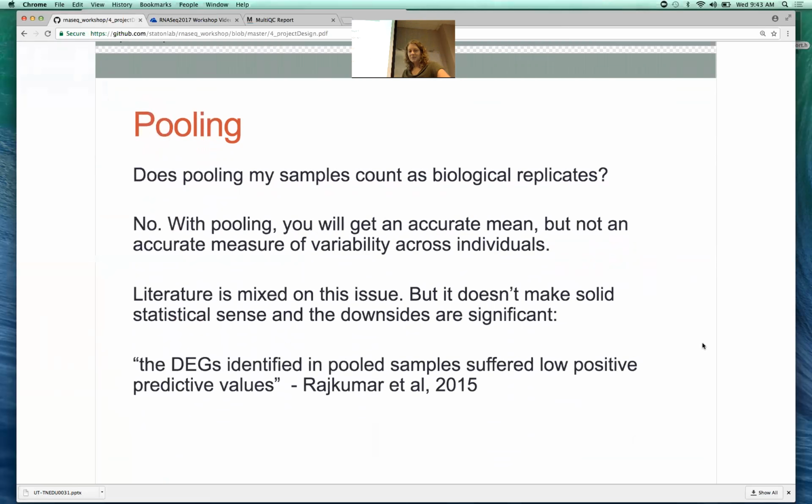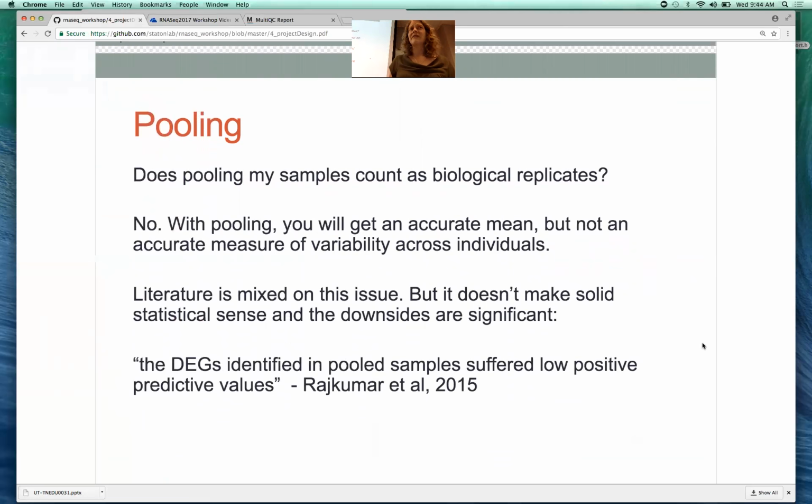So. Okay, another thing that people like to do, pooling. Does pooling my samples count as biological replicates? My answer is no, it doesn't. You're gonna get an accurate mean, hopefully, if you've mixed your samples in relatively equal proportions, but not an accurate measure of variability. So that's the problem with pooling.